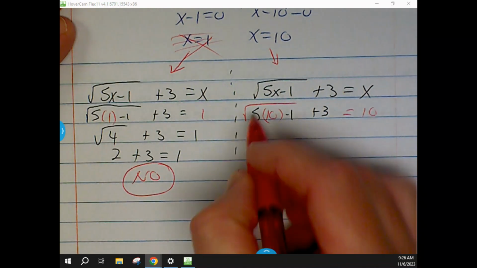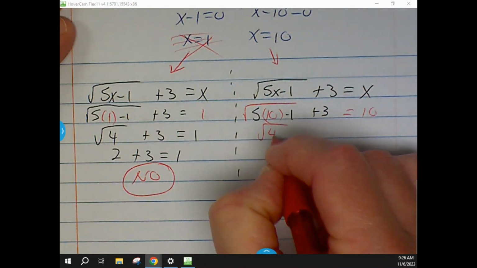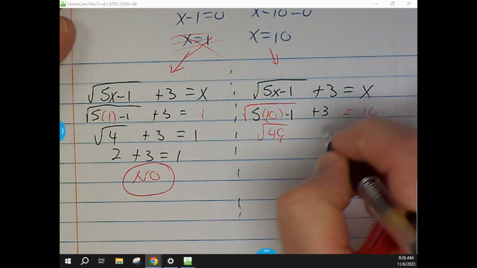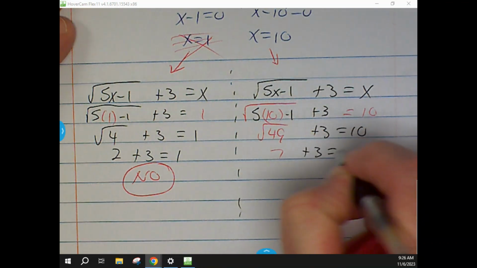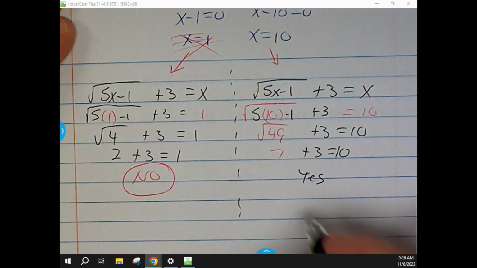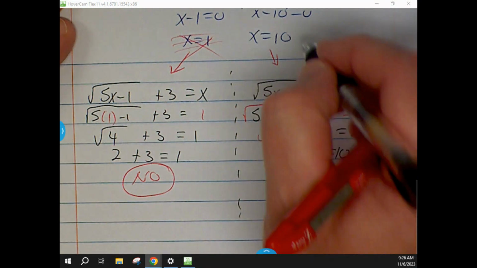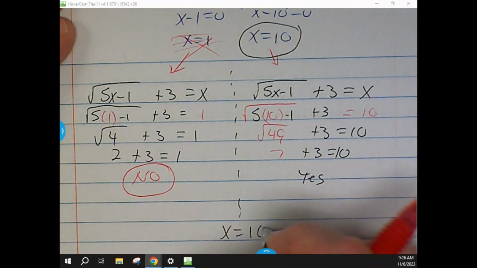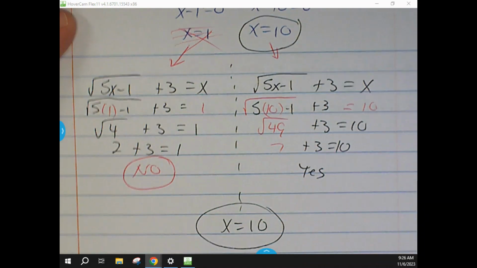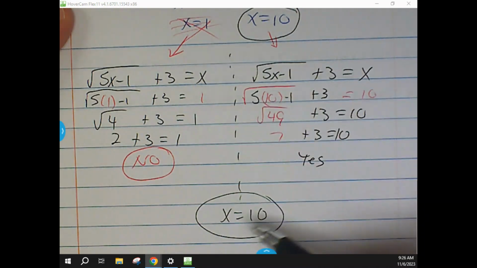Okay, so we've got 50 minus 1, so that is the square root of 49, plus 3 equals 10. Square root of 49 is 7. Does 7 plus 3 equal 10? Yes, it does. So in this case, 7 actually works. So for this one, with x equals 10, that's our only solution, because again, x equals 1 didn't work.